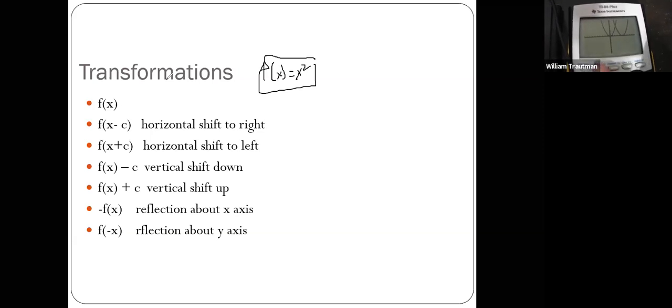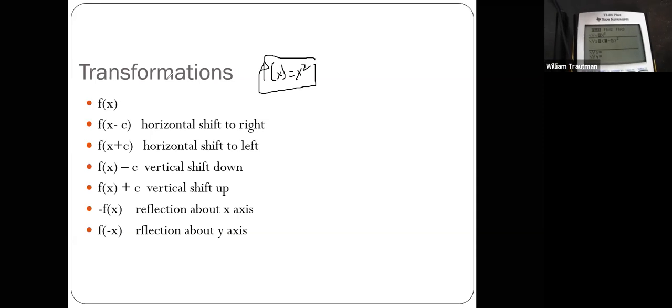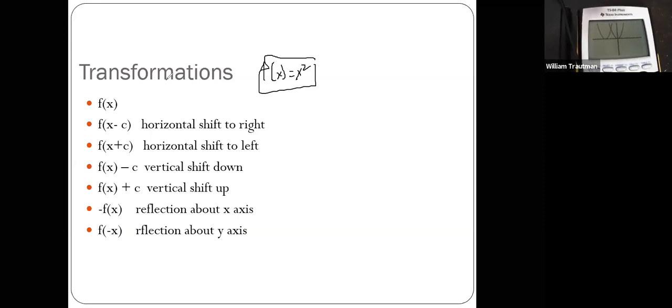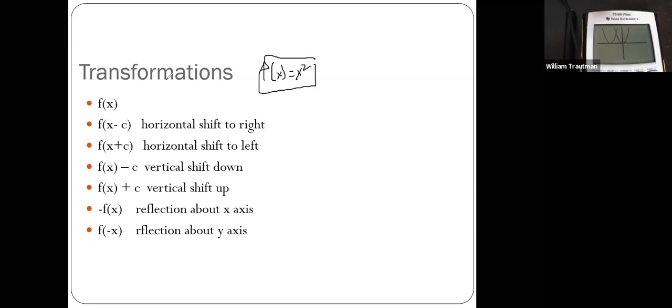If I change that to a +5, it should move 5 spaces to the left. So there's the original, and there's the +5 on the inside of the function. Do you see that +5 on the inside of the function? It moves that original to the left. And hopefully everybody has these down. This is from algebra once again. So there's the x squared.